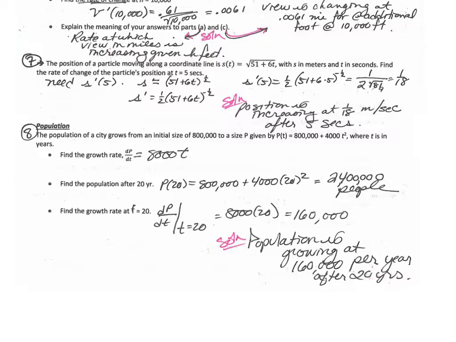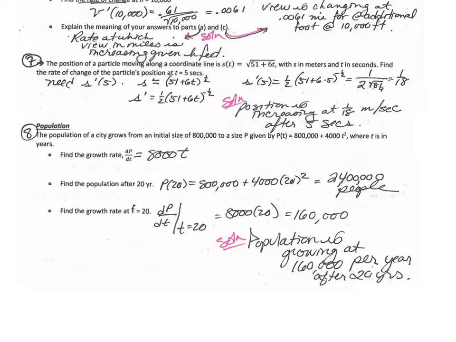For the next one, the position of a particle moving along a coordinate line is given by this, s in meters, t in seconds. So the whole thing is in meters, and you're being given some time in seconds. Find the rate of change of the position at t seconds. So the rate of change is the derivative. We want to evaluate the derivative at 5 seconds. Take your derivative, substitute the 5 in. Here you go. That's what we need.